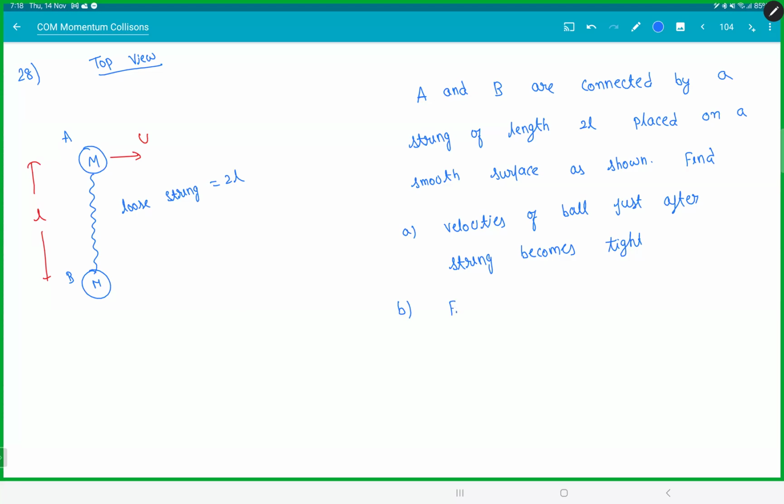Second part, find angular velocity. So something happens, this thing starts rotating. Find angular velocity of the system after the string becomes tight. And find tension in the string at that time. After the string becomes tight, find tension in the string.